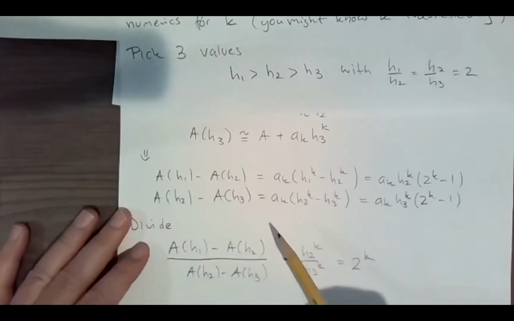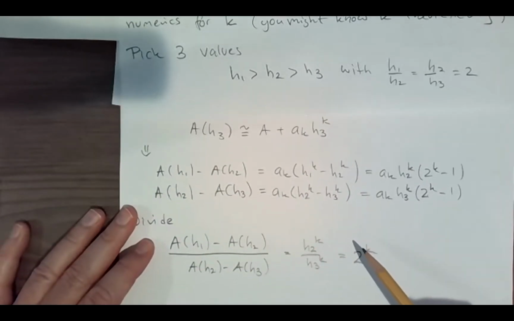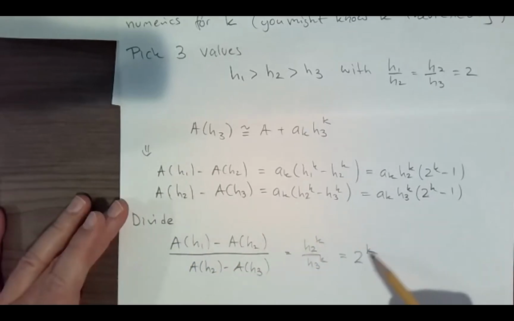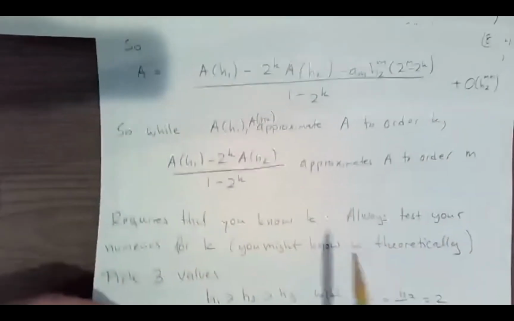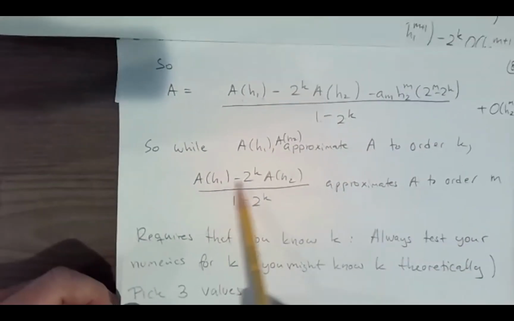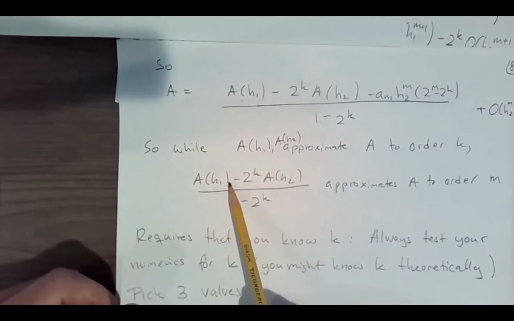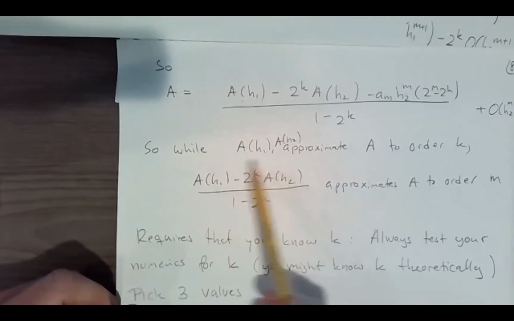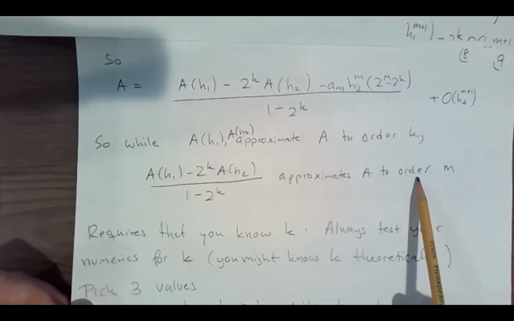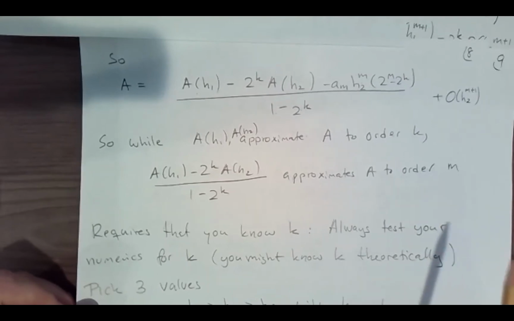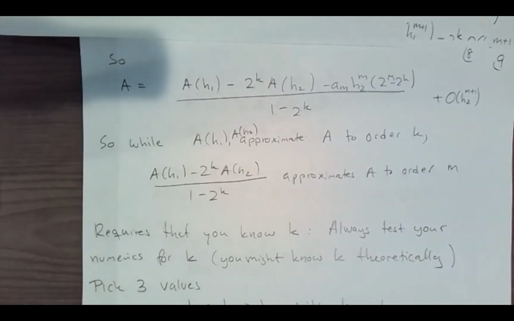So there is a way to look at your numerics and figure out what the order is. And so that will give you that K. And so now if you know what K is, then you can go back to your approximation. You can make this correction here, and then you get a higher order method. Any questions about this?